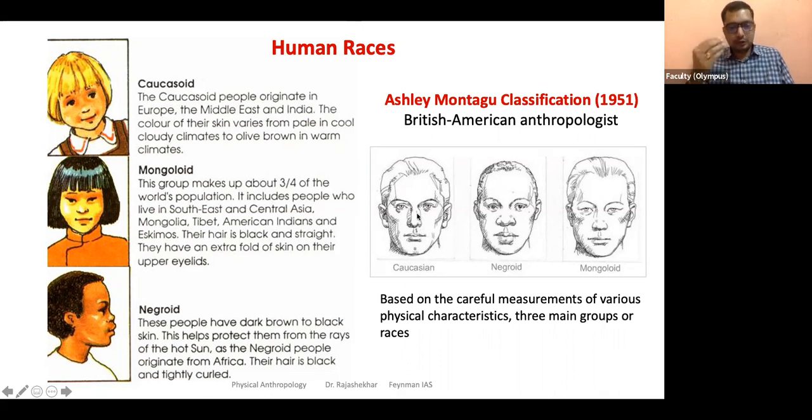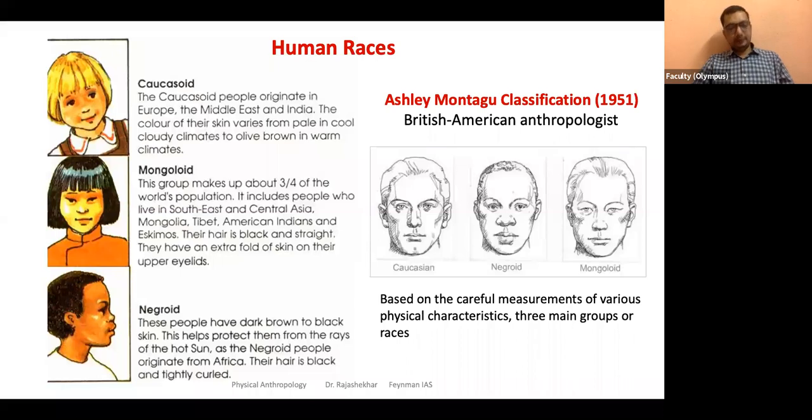Usually we refer to those people who are tall and have short noses as Caucasoids. They have a range of variation in their skin. So we talked about them through geographical origins, and the color of the skin also varies from pale in cooler climates to olive brown in warm climates. Pale to olive brown. Okay, this is the first group, Caucasoid.